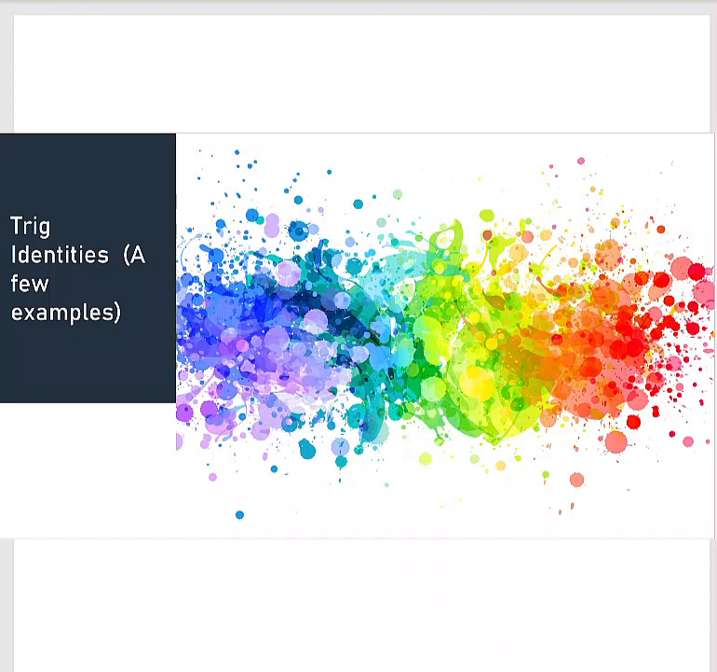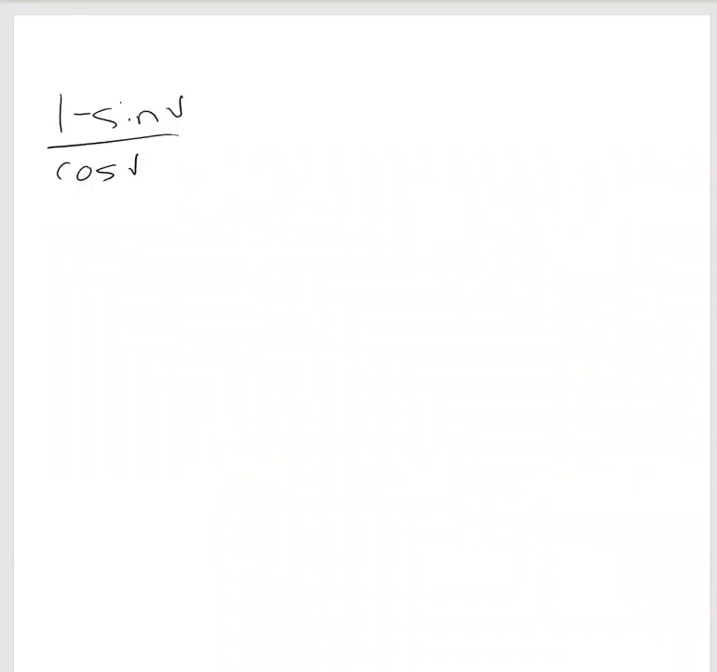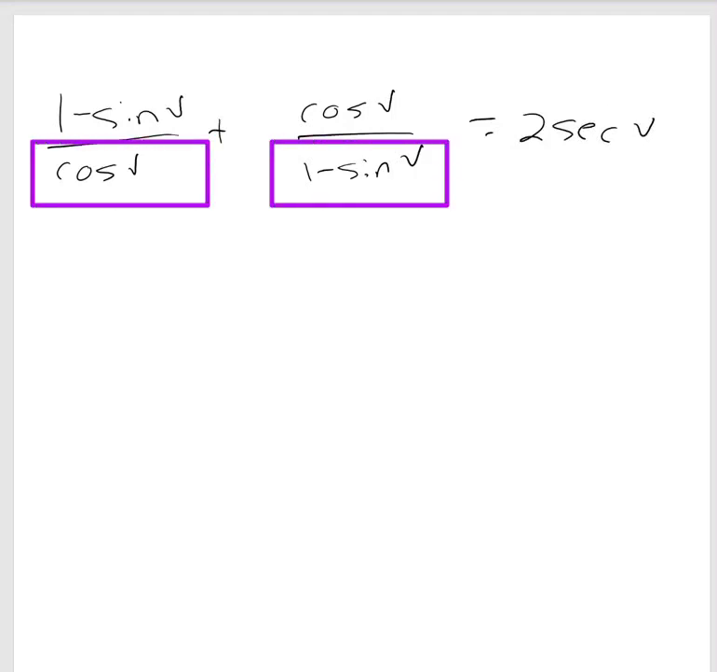Hi everybody, so I'm going to do a few trig identities just to show some steps and to give you some hints as to how to think about this. The first one I have is (1 minus sine v) over cosine v plus cosine v over (1 minus sine v). We want to show that that's equal to 2 secant of v. So I notice I have different denominators here, so that is going to be my strategy of how to start.